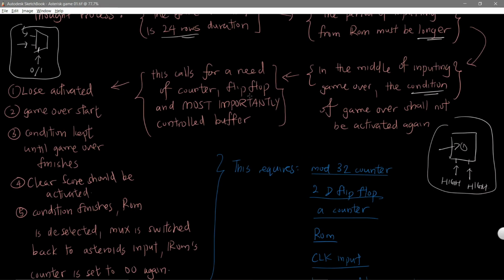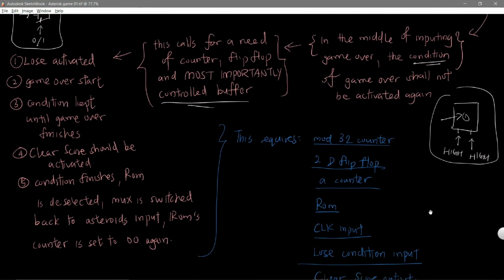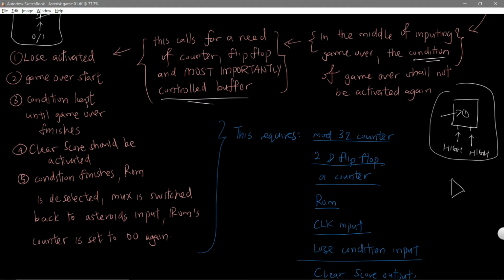This calls for a need of a counter, a flip-flop and, most importantly, a control buffer. A control buffer looks like this. If you're drawing a symbol, this is the input, this is the output. When the input is 1, the output is not 1. Why? Because here is 0. But if here is 1, then the output will be allowed to go through. This is a control buffer. So you control whether the signal goes through by turning this on or off.